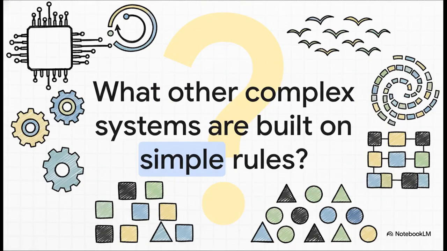And that kind of leaves us with a final thought to chew on. If something as incredibly complex as a modern computer can be built from a loop this simple, it really makes you wonder, what other complex systems out there, in our world, maybe even in nature, are also built on a foundation of simple, repeatable rules?